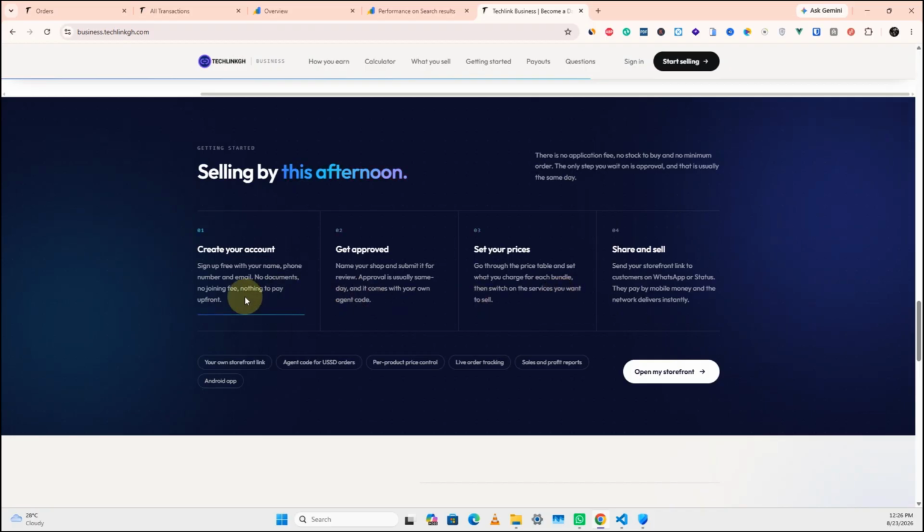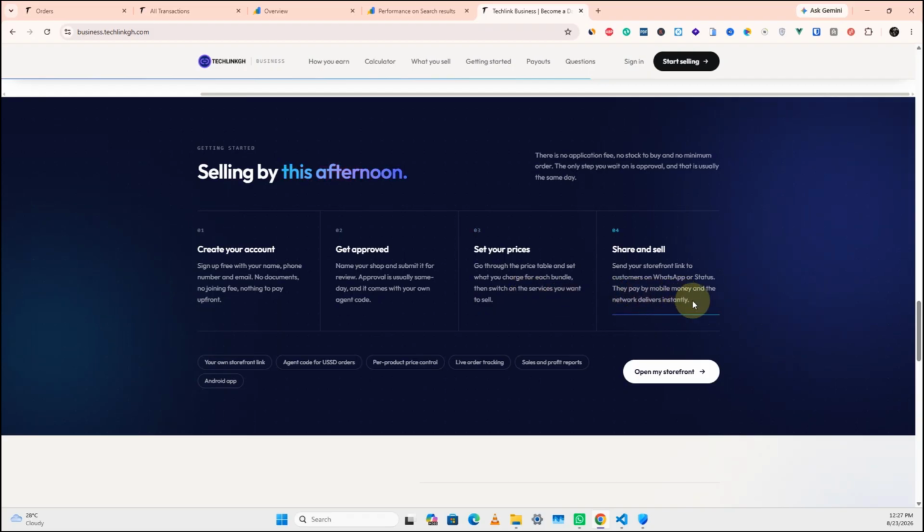You create your account, it's free. We don't charge for the account, and then you get approved. Approval too is instant. We don't tell you to wait for the account before you can start selling. You set your pricing, and then you share and sell.